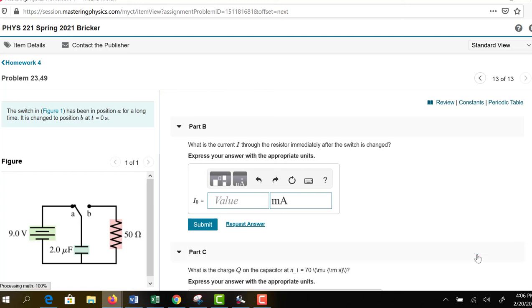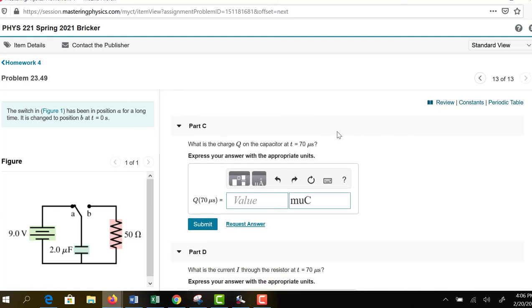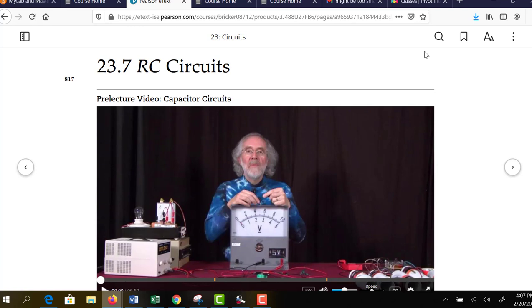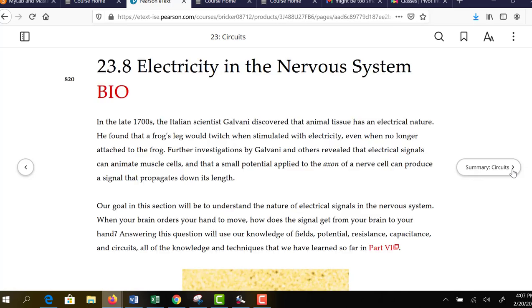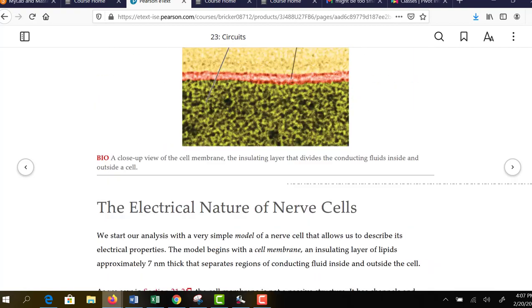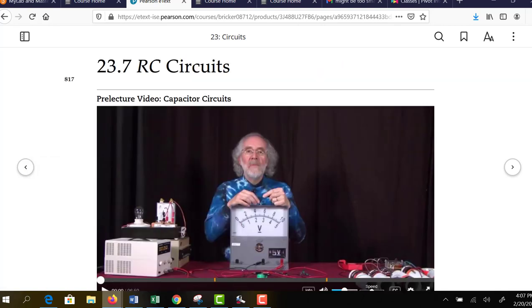Okay, so there's several other parts here. What is the charge on the capacitor after 70 microseconds? Let's actually click this and go to the section, RC circuits. This is a capacitor discharging, so you've got to be in the correct section for this. It's just taking a second to open here. Okay, it opened up. I want to go to the correct part of this. Whoops, I think I hit the wrong thing. Okay, let me go back. There we go. And then I've got to scroll down.